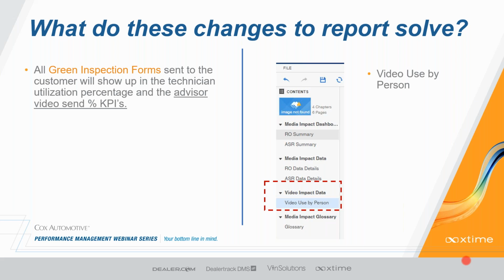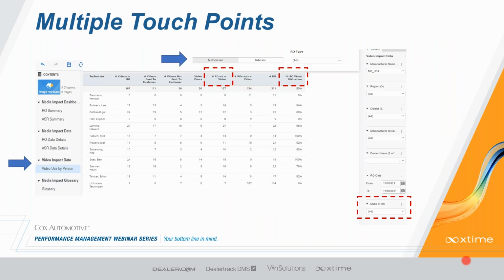The next one here, we're going to look at the video impact data. So this is the new report over here to the right that we've added. Now, the report specifically named video use by person. So we're going to take a look at that one here. A couple things I want to focus on first before we get into the data sets: if we look over to the far left, we can see exactly where that report is. So these reports that sit up here for RO summary, all the details, those have always been there, but we've added this one here towards the bottom.